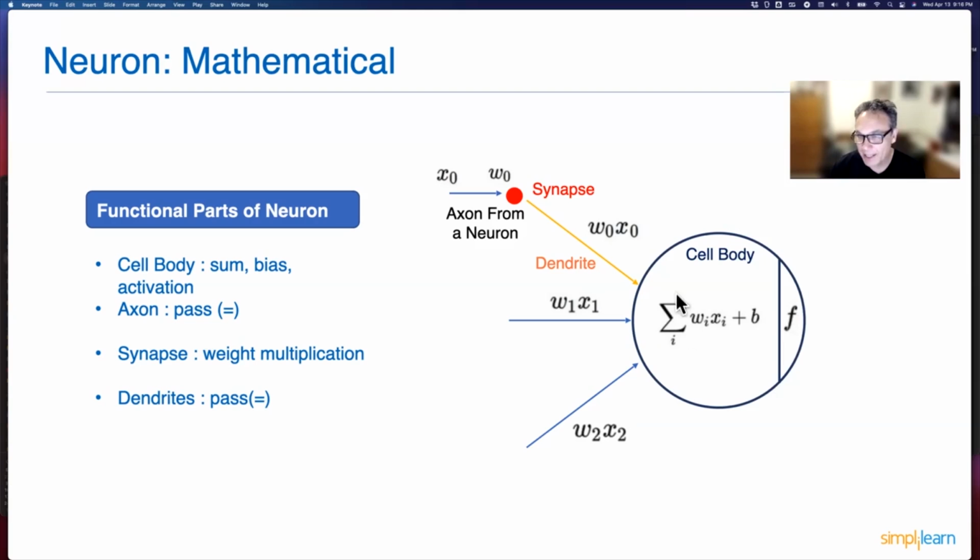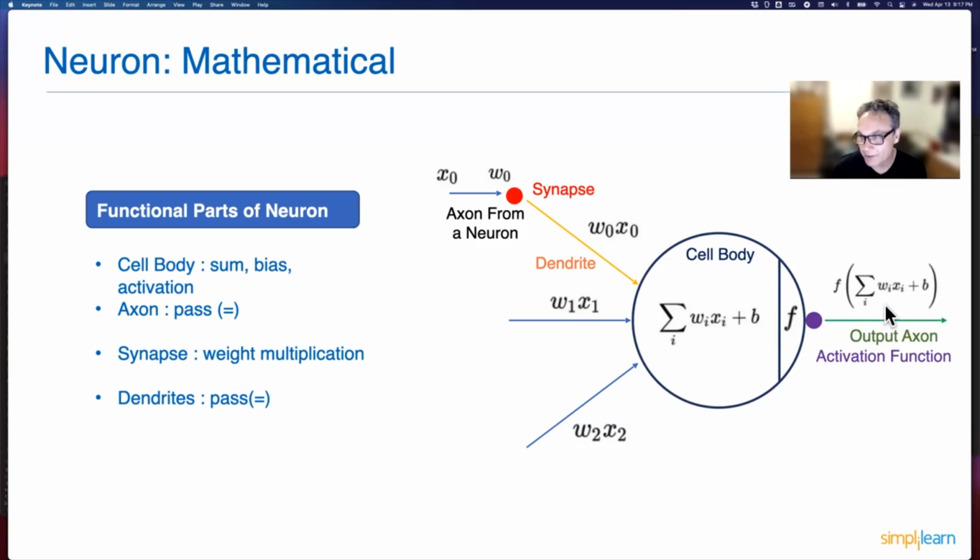And then once you add up all of these and the bias, the B, it goes through this function, the activation function, which we're going to show all of those. So we're passing this summation through, taking the function f of that, and that's going to be your next output, which will become your x to the next neuron. That's the axon.